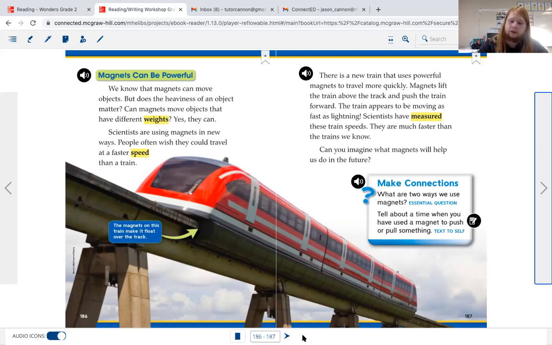So that is the end of this story, and we're going to go over some of the essential questions in class because that's something that needs to be partner-based. So the last thing I want you to do is I want you to write about one thing you learned about magnets.